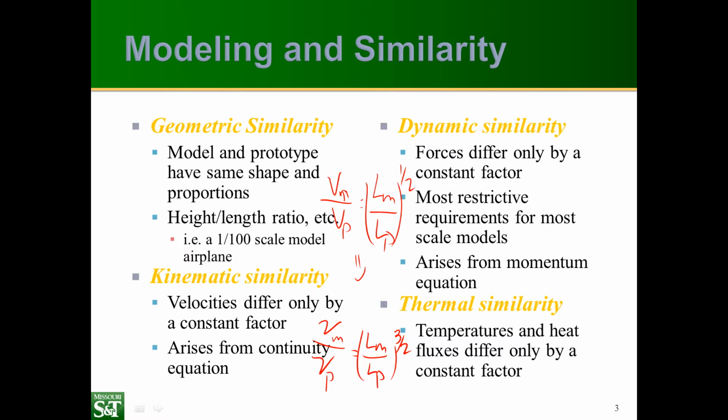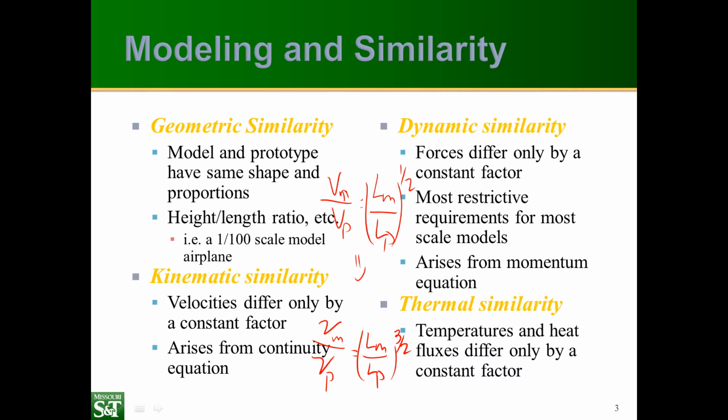It's also a problem because we typically test using the same fluid as our prototype. So if our prototype is going to operate with water, we test with water. If it's going to operate with air, we test with air. So that means that the kinematic viscosity ratio is going to be 1. So that's not going to be satisfied. So it's actually usually impossible to satisfy both Froude number and Reynolds number similarity. So we have to use our engineering judgment to decide which one is more important for a particular application.